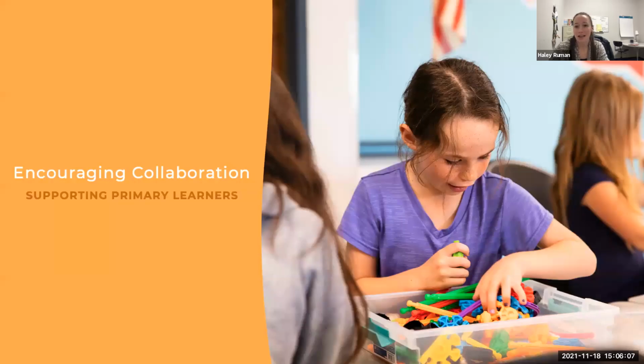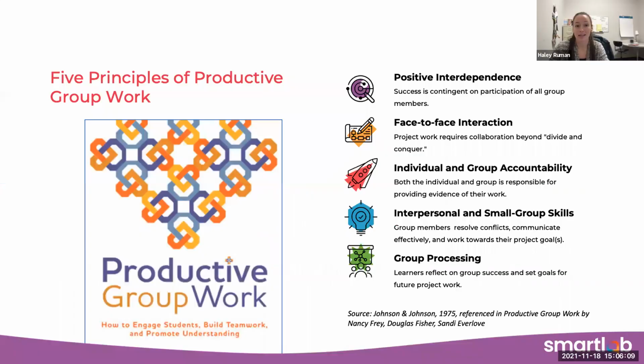All right, so we are going to talk about collaboration and how you can encourage that in your SmartLab. Some of you actually have this book that I pulled some of these ideas and principles from. It's called Productive Group Work: How to Engage Students, Build Teamwork, and Promote Understanding. If you have this in your SmartLab, it's probably in your locking cabinet with a stack of books about project-based learning, essential questions, I think probably 5 or 6 different books in your set. So you may have this, but if your lab was installed 10 years ago, you may not. If you ever want to buy it, we have copies that you could buy.